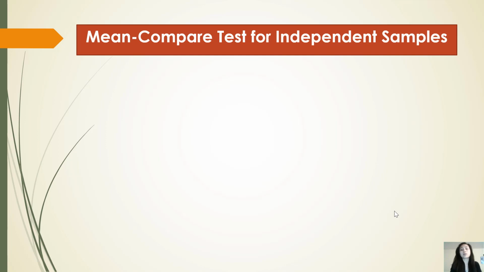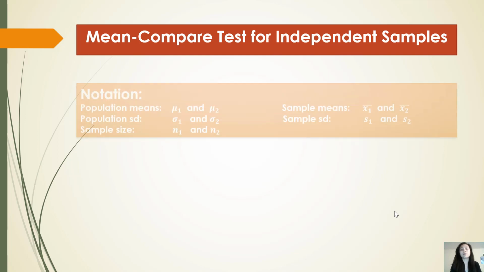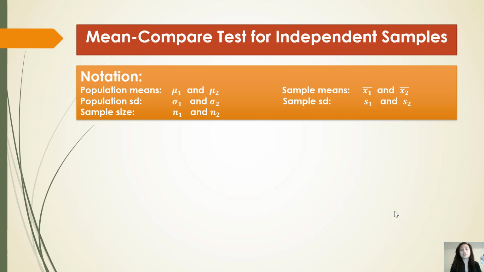So, the mean comparison test for independent samples. Before we step into how to do the test, we have to get to know some notation. Here, when we want to compare two populations, the parameters are mu1 and mu2. Mu1 is the population mean of the first population. Mu2 is the population mean of the second population.